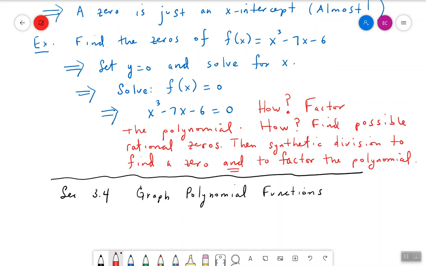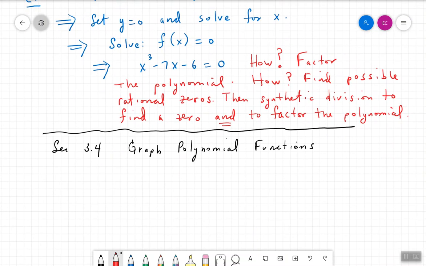There were a couple other details in section 3.3. There was the conjugate zeros theorem, which you can look back at, and there was another problem, which was given the zeros, find the function that has those zeros. So you can look back at that. That's near the end of section 3.3.